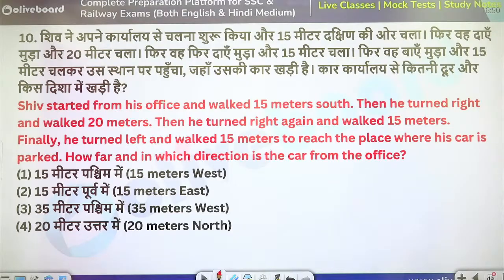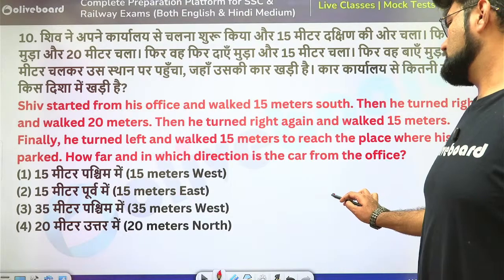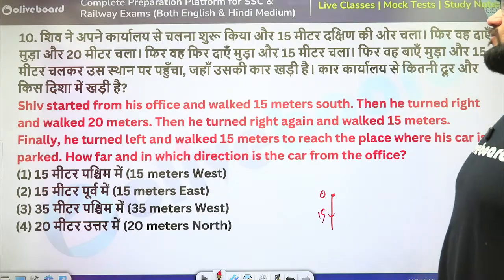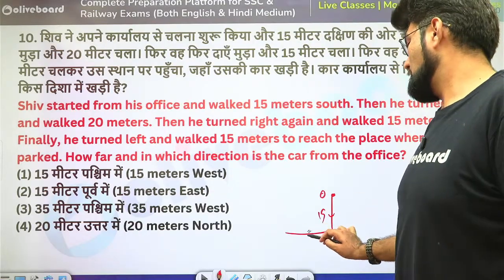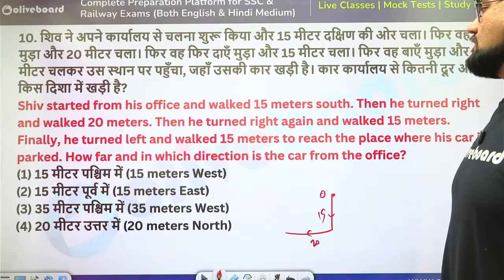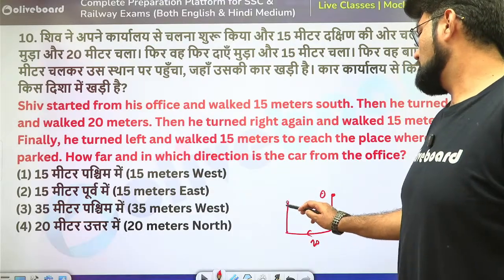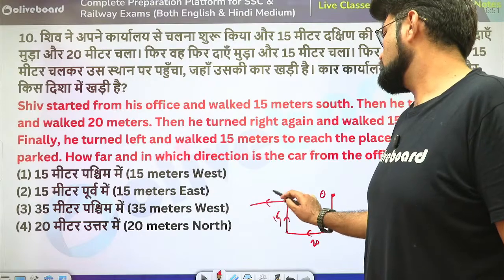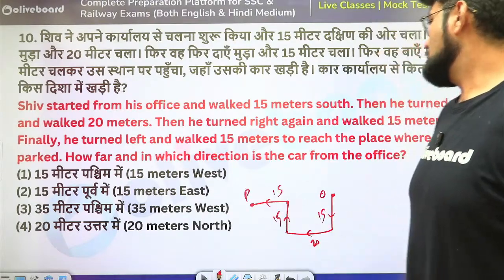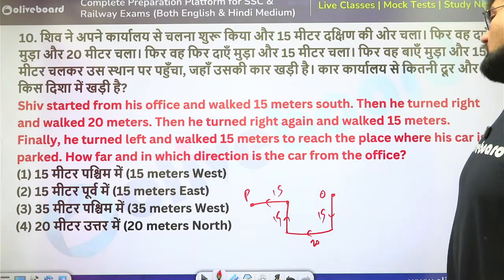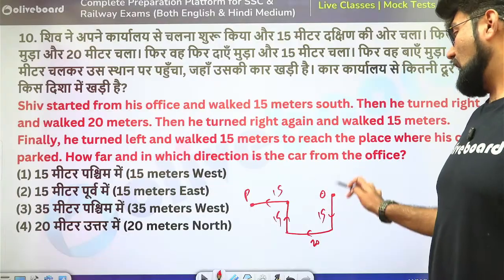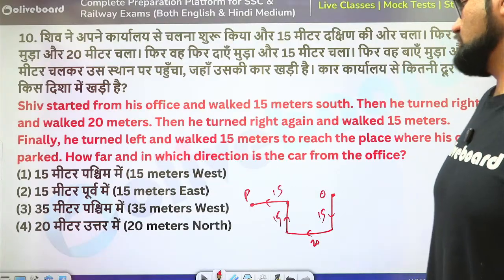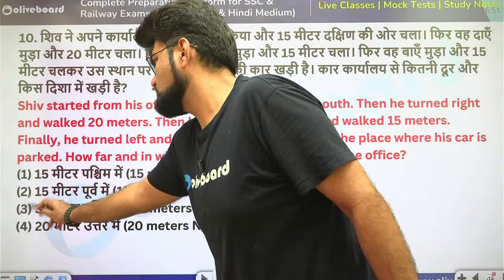Shiv started from his office and walked 15 meters south. This is his office. He walked 15 meters south. Then turned right and walked 20 meters. Then turned right again and walked 15 meters. Finally turned left and walked 15 meters to reach his parking spot. How far in which direction is the car from the office? So the car is in the west. And how far? It is 20 plus 15. 35 meters west. Option 3.